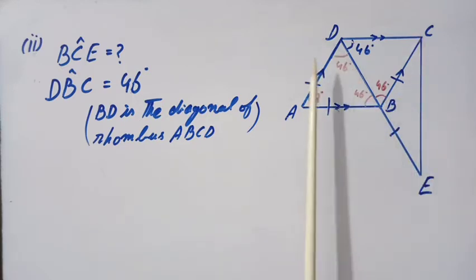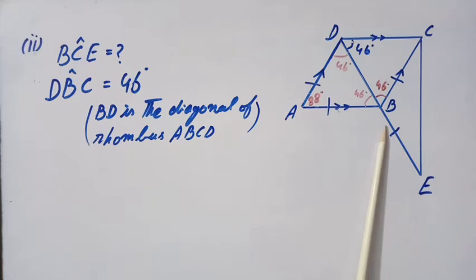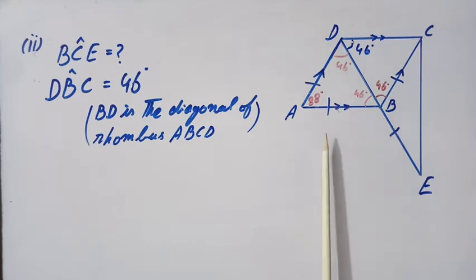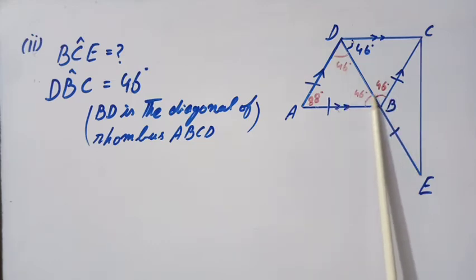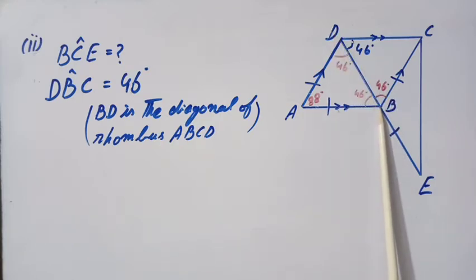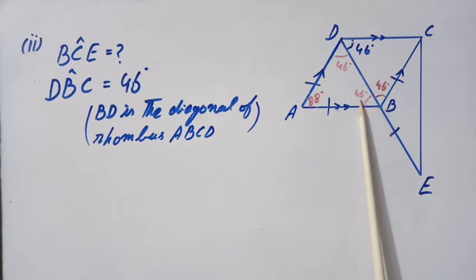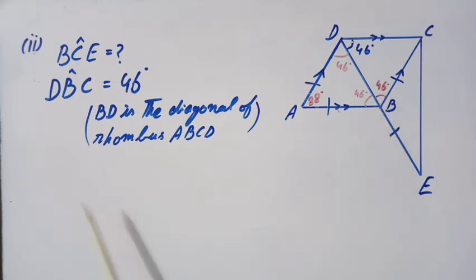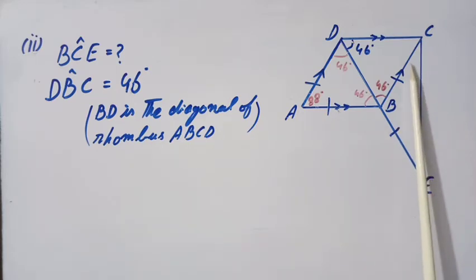Why? Because BD is working as the diagonal in the rhombus ABCD. So the whole internal angle at point B is bisected due to the BD diagonal. If this is 46, then this will also be 46 degree, and this reason we have mentioned over here, right? Now we consider the triangle BCE to find out this much angle.